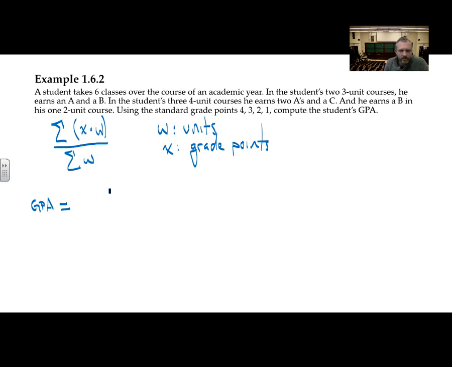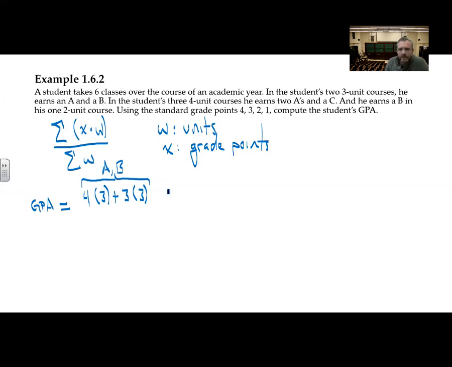So I'm going to start with this numerator and just go in order here. We have 2 3-unit courses. He earns an A and a B. So he has a grade point of 4 in a 3-unit course and a grade point of 3 in his second 3-unit course. So what you should see here is the A and B in the 3-unit courses.